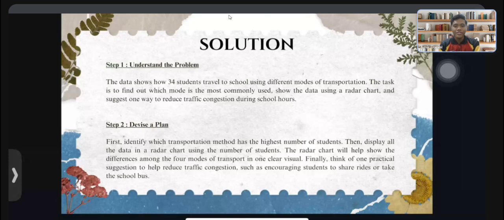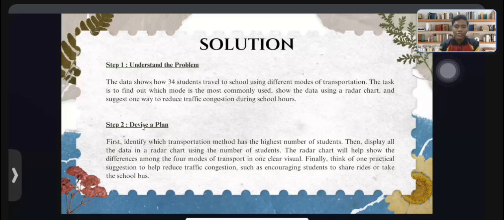So let's go for the solution. For the solution, I used the 4 steps of Polya's problem solving. Step 1 is understand the problem. The data shows how 34 students travel to school using different modes of transportation. The task is to find out which mode is the most commonly used, show the data using a radar chart, and suggest one way to reduce traffic congestion during school hours.